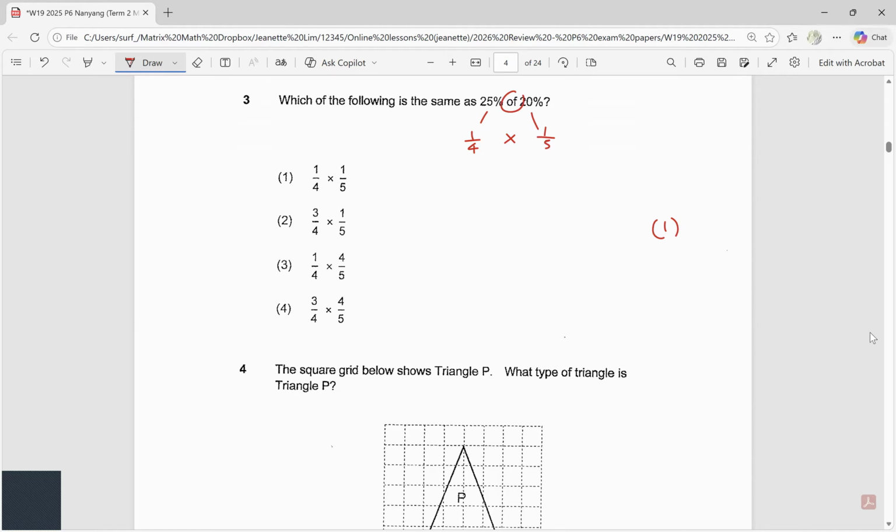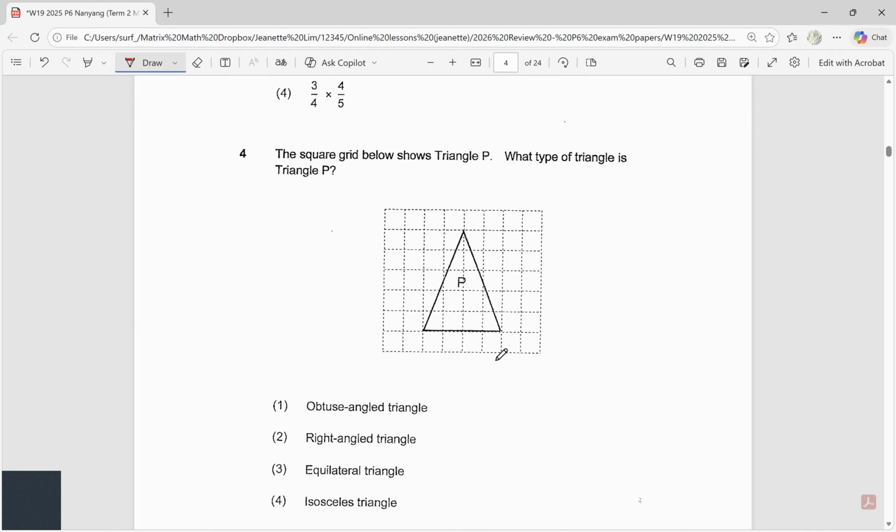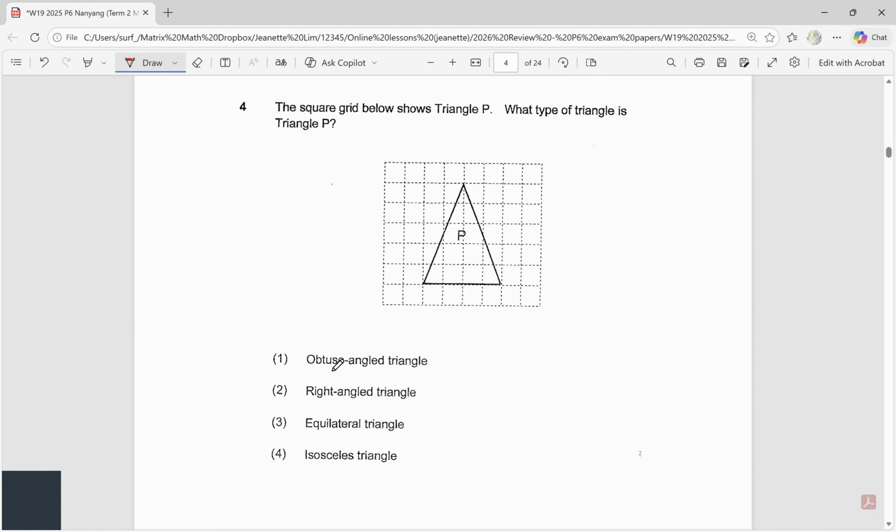Question 4. The square grid below shows triangle P. What type of triangle is triangle P? Now, let's go down the list. First one, obtuse angled triangle. Obtuse angles are angles that are more than 90 degrees but less than 180. Okay, all these angles are acute angles, which means less than 90. So 1 is out.